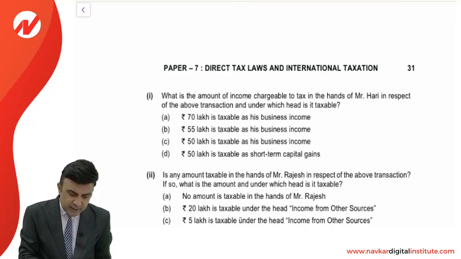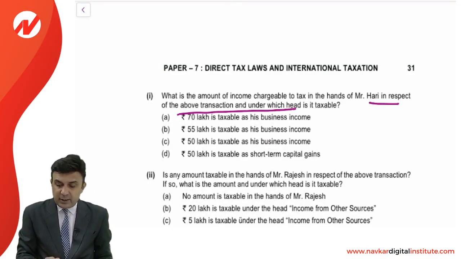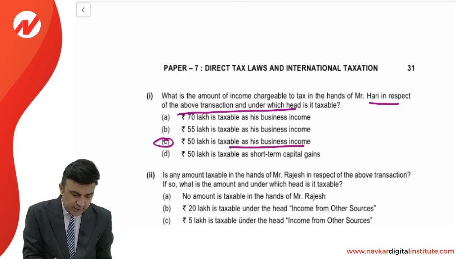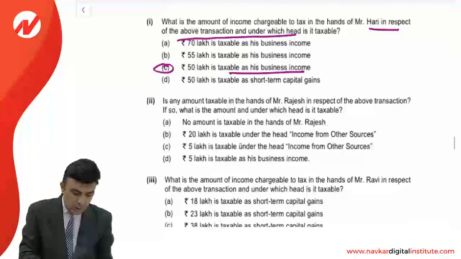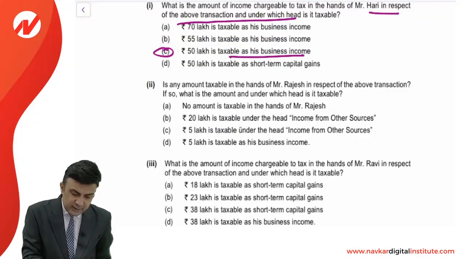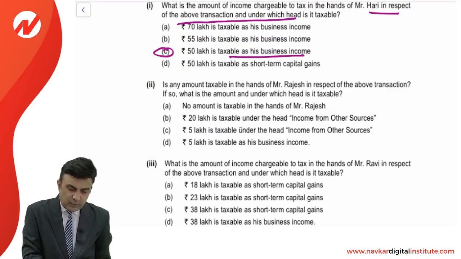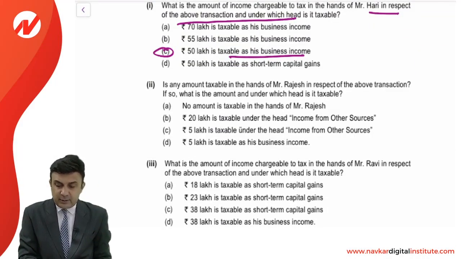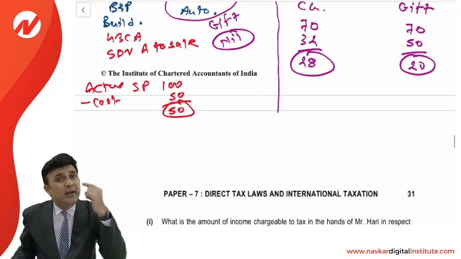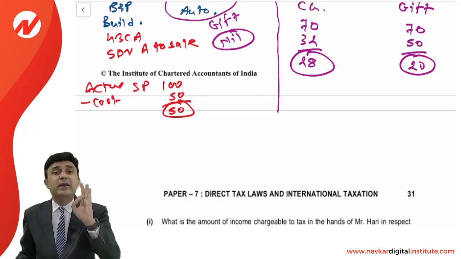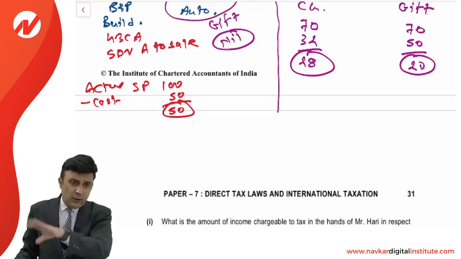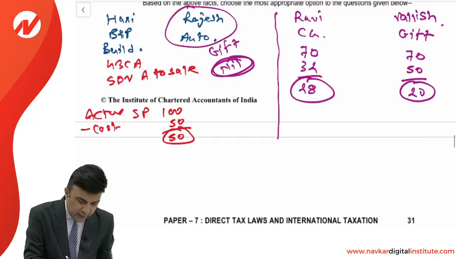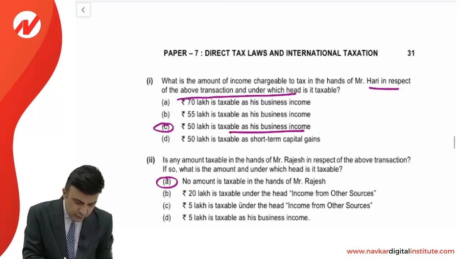What is the amount of income chargeable to tax in the hands of Mr. Hari in respect of the above transaction, under which head would it be taxable? Can we say, friends, for Hari, business income will be coming into play, 50 lakh rupee we have already solved. Second, is the amount taxable in the hands of Rajesh in respect of the above transaction? If so, what is the amount and under which head? Friends, Rajesh would have been taxed for gift, but gift would be taxable only if the stamp duty value is more than 105% of the actual amount paid or 50,000. Over here it is not. So for Rajesh, the gift taxable is going to be 0.